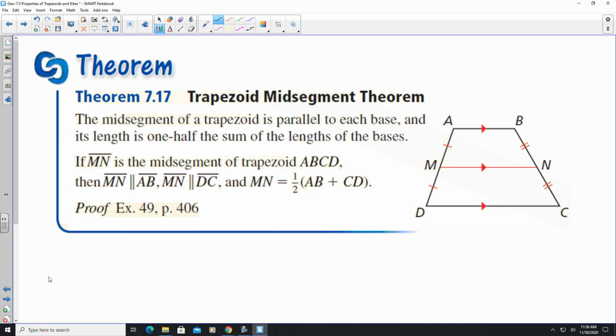Another theorem that we have for trapezoids is what's called the midsegment theorem. Basically, you can find the distance between the midpoints of the two non-parallel line segments. What you can do is the distance of the line segment MN is going to be half of the sum of the two parallel line segments.